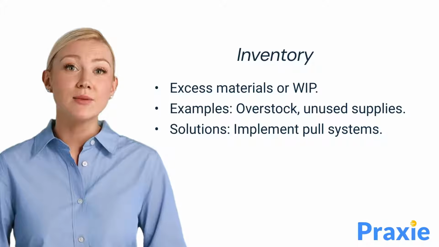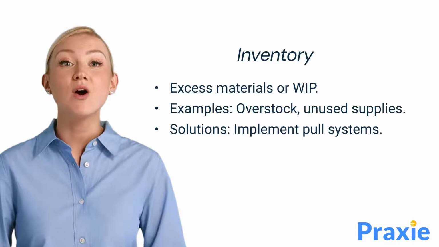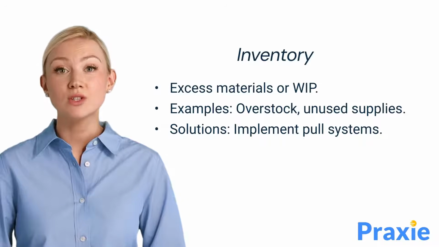Inventory waste ties up capital and increases the risk of obsolescence. Lean encourages maintaining only what is necessary through pull systems to address this.